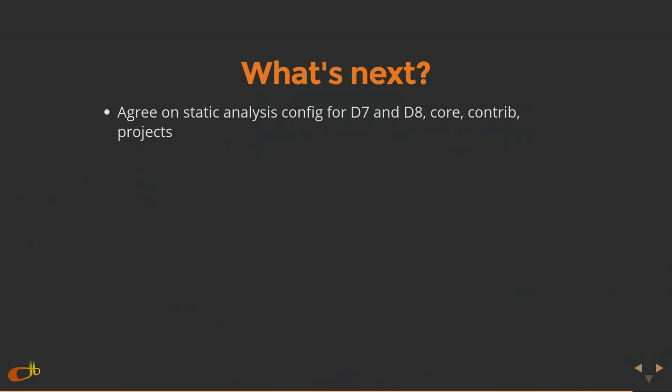I think the initial next step is agreeing on static analysis config for D7, D8, core, contrib, and projects. As I mentioned, we already have code style standards for Drupal, but we don't have, for example, a generally accepted PHP mess detector check. What is Drupal's acceptance of numbers of lines of code in a file? Or what is the accepted standard for how complex a method can be?